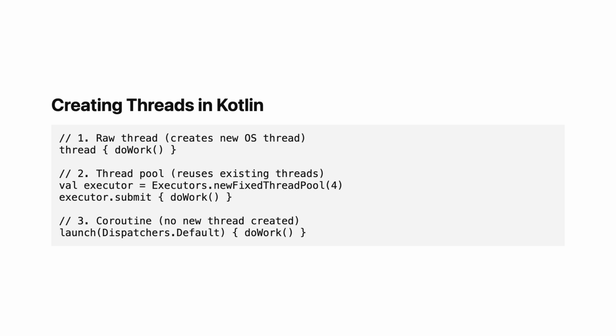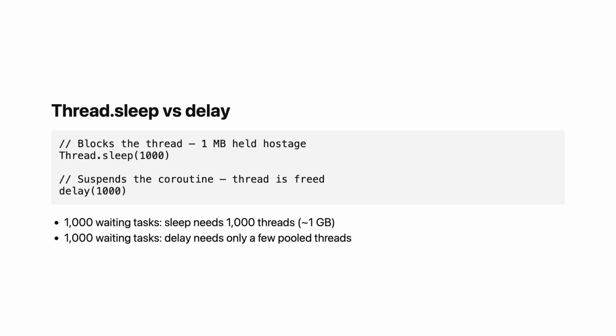Here is a practical example that illustrates why threads and coroutines are fundamentally different. Consider thread.sleep. When you call thread.sleep for 1 second, your thread is blocked. The kernel marks that thread as sleeping, and it sits there consuming its 1 megabyte stack, doing absolutely nothing. For a full second, no other work can happen on that thread until it wakes up.